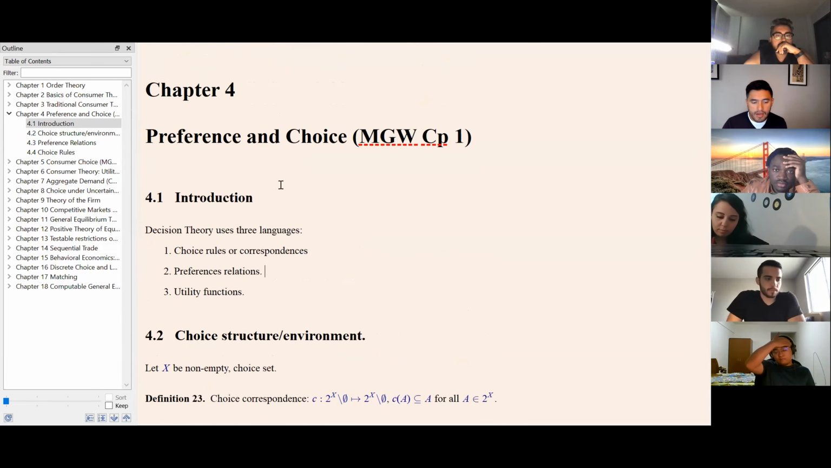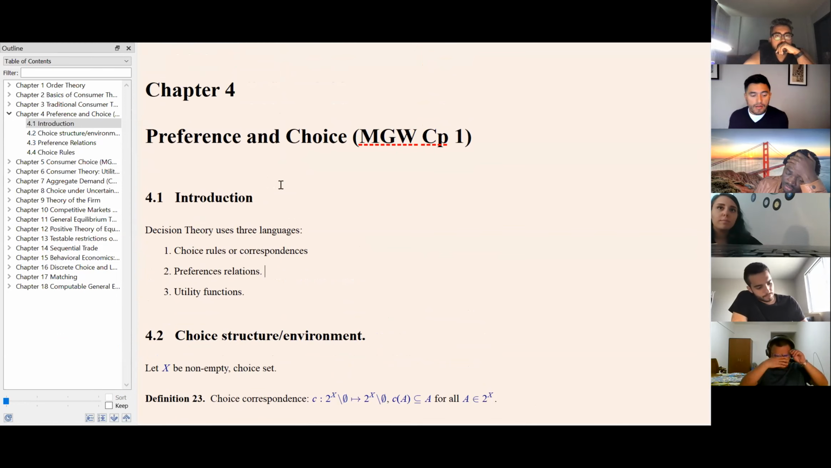Okay, so today, this is chapter 1 of Mas-Colell. This is called Preference and Choice. I'm going to introduce some additional new material at the end of the class about this chapter, but in general, we're going to follow the chapter very closely at the beginning.